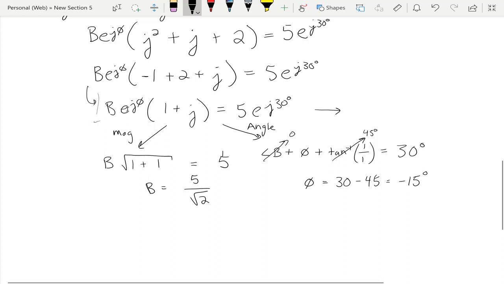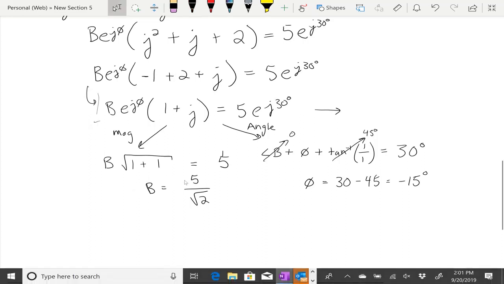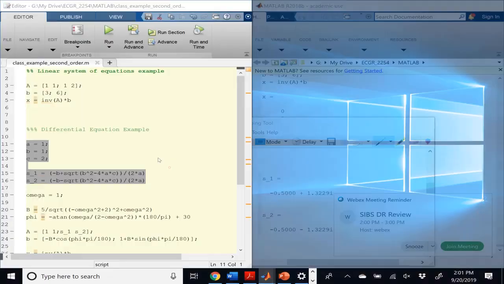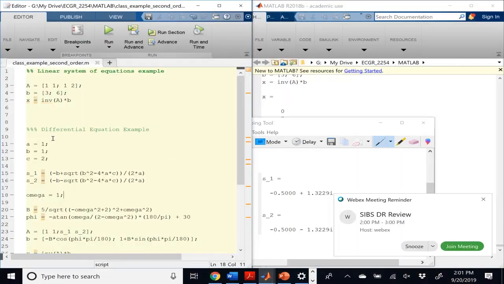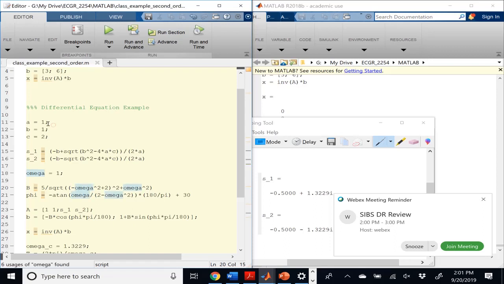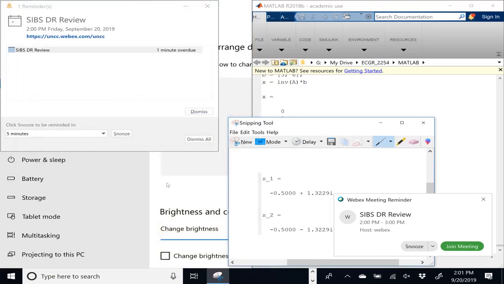In fact, the way that I did it, let's take a quick look. I left everything in terms of omega. So I have my magnitude here and my angle here, and I plugged in omega equal to 1 to get that. So I left it in that context. Anyway, let's keep going here.